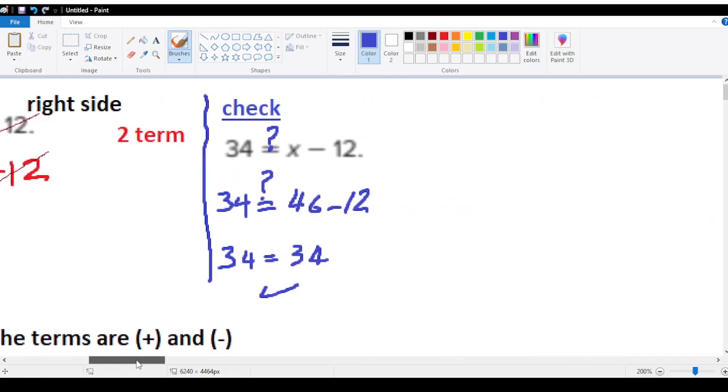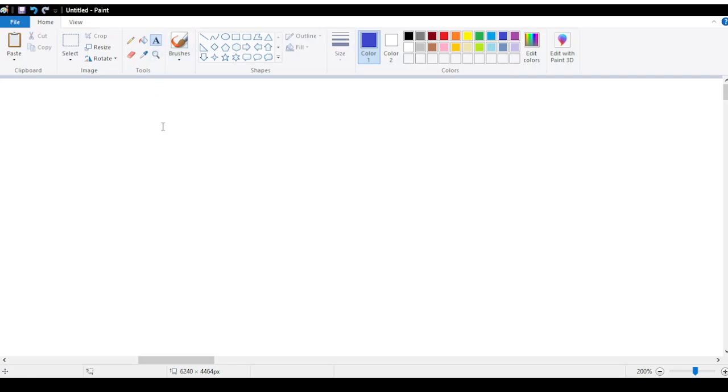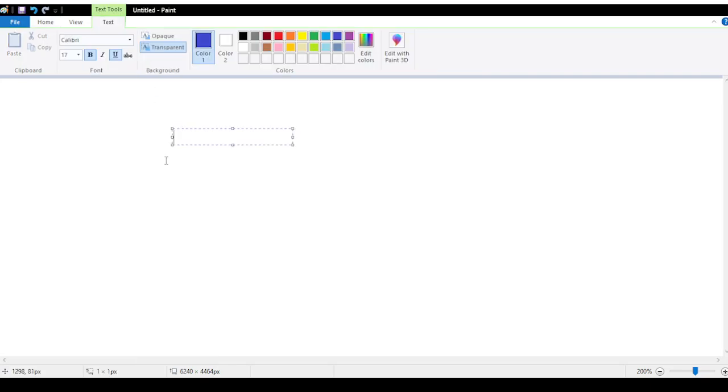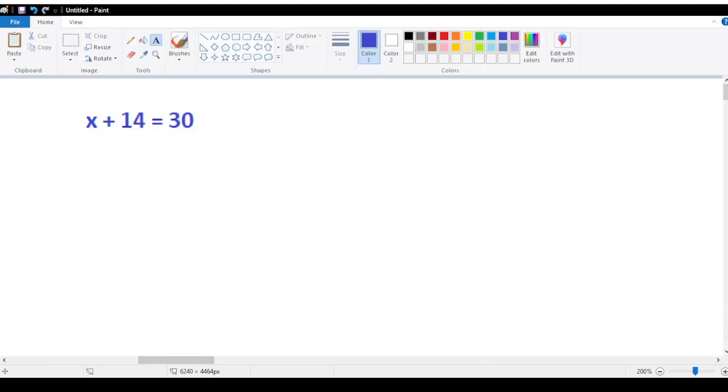Now it's your turn. Let's say that it is x plus 14 equals 30. You have 2 minutes to finish it and send it to me on WhatsApp. Good? Okay.